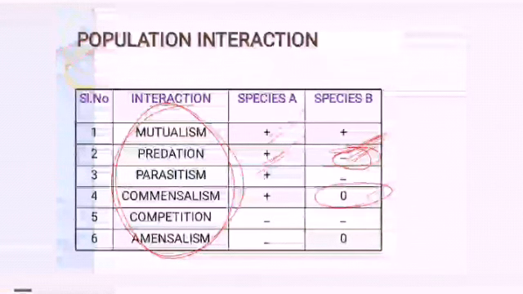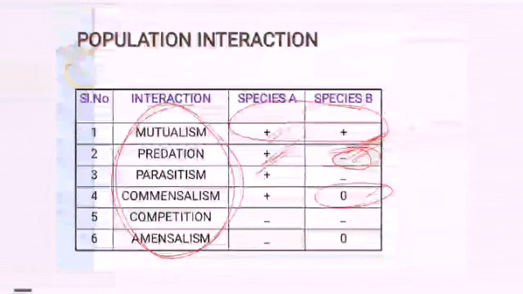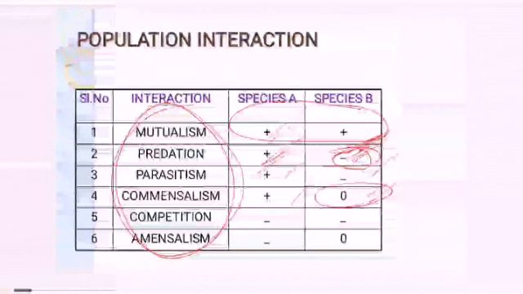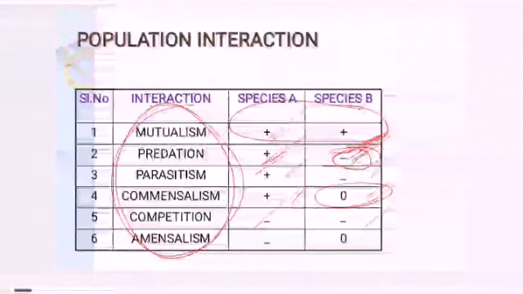Mutualism: both the species in interaction are benefited. In predation, one is benefited, one is harmed. In parasitism also, one is benefited, one is harmed. How they are different, we will discuss. Commensalism: one is benefited, another is neither benefited nor harmed. Competition: both are having some detrimental effect, both are having some negative effect. Another one is amensalism, in which one is harmed and the other is neither benefited nor harmed. One by one we will discuss. First, moving on with commensalism.